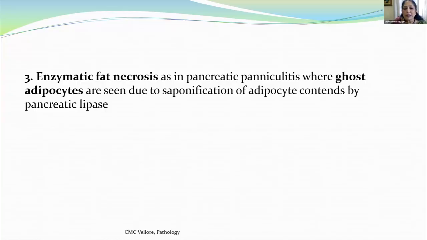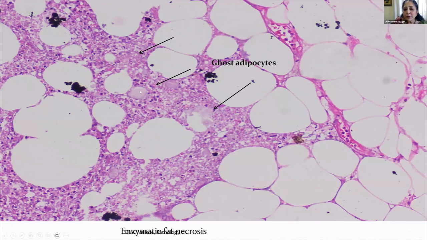The third type of fat necrosis is enzymatic fat necrosis, usually seen in pancreatic panniculitis again, where there's saponification of the fat cells and you have the ghost outlines of the fat cells, like you see here. That's what you would see in enzymatic fat necrosis because of the enzymes present in pancreas, which break down the adipocytes.